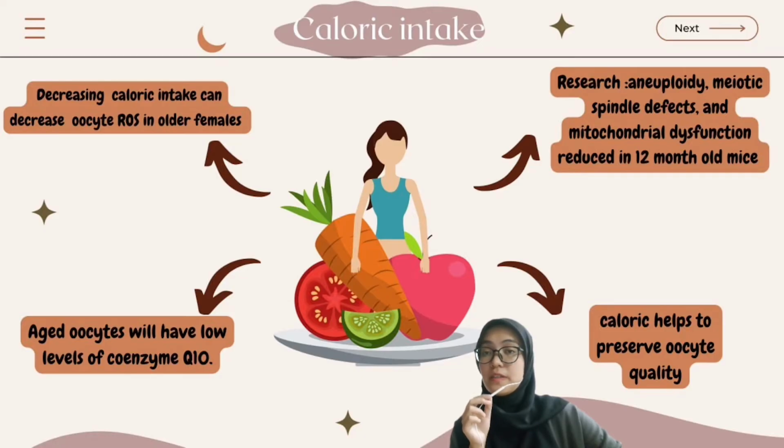Older females can decrease oocyte ROS by decreasing their caloric intake. In older females, caloric restriction helps to preserve oocyte quality. The level of coenzyme Q10 production is essential in fertility. Aged oocytes will have low levels of this coenzyme, which leads to low ATP production and increase of spindle abnormalities.